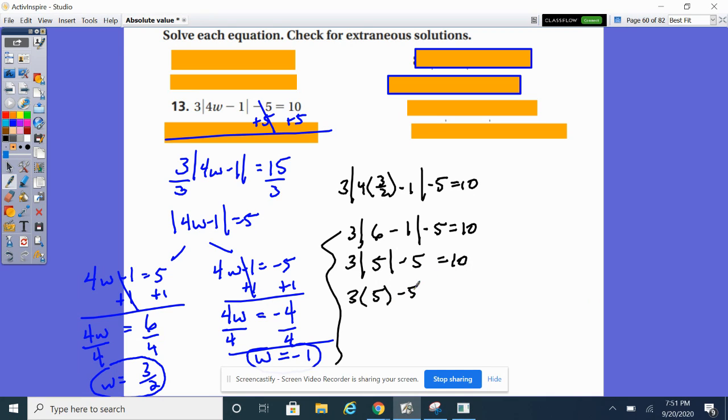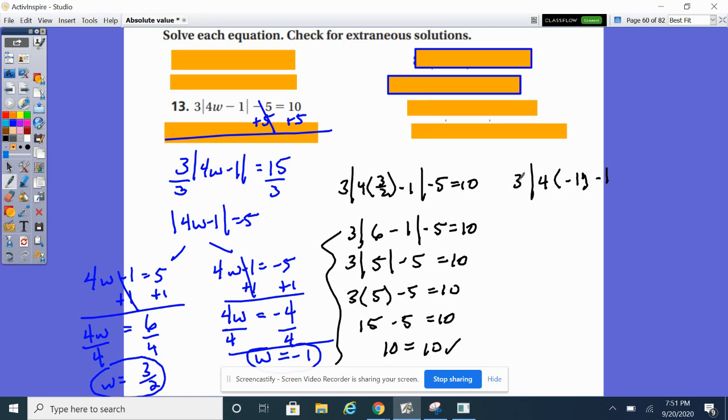So now the bars are gone, but to keep these separated, I use parentheses. 3 times 5, so this gets distributed in, is 15 minus 5. Does that equal 10? 15 minus 5 does, in fact, equal 10. So yeah, this first one is a solution. 3/2 works. Let's do it again. 3 absolute value of 4. This time we want to plug in that -1 to see if it works.